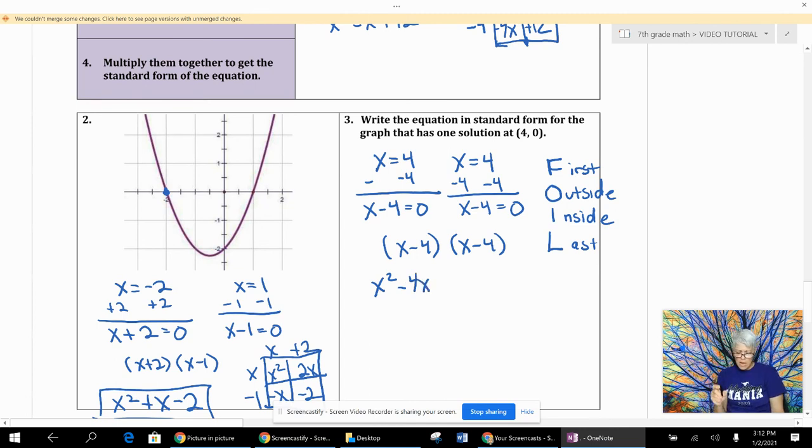Inside, I'm going to multiply this second term, this negative 4, and this positive x, the two that are on the inside, I'm going to multiply them together, and I get negative 4x. And last means I'm going to multiply the last term here and the last one here. Negative 4 times negative 4 is a positive 16. Now I'm going to combine like terms. So we have negative 8x in the middle, positive 16.